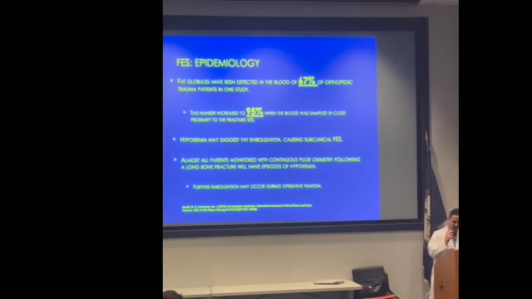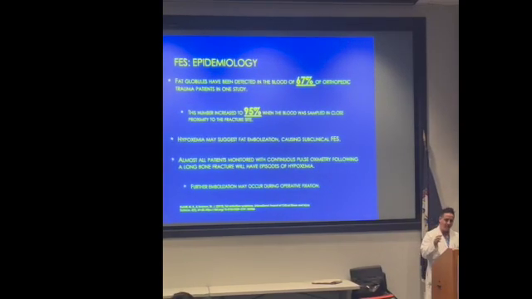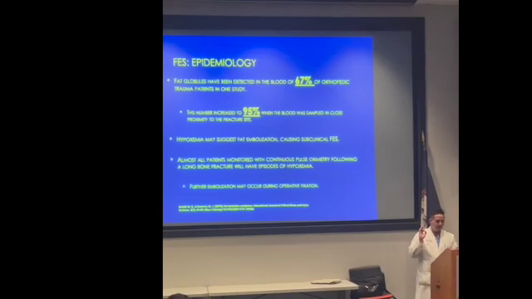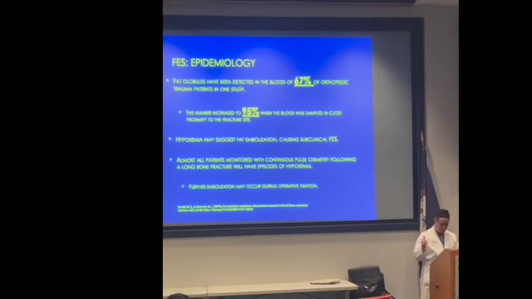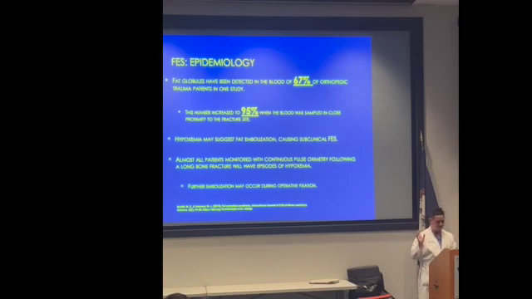So, epidemiology and how does it occur? Fat globules have been detected in the blood in up to 67% of orthopedic trauma patients in one study. That number increased to 95% when blood was sampled in close proximity to the fracture site. So this is really interesting stuff. Hypoxemia may suggest fat embolization, causing a subclinical fat embolism syndrome.